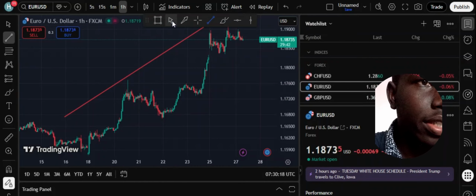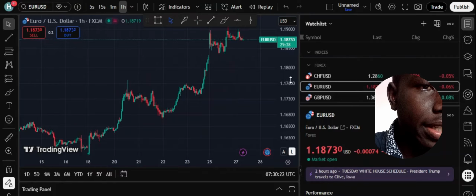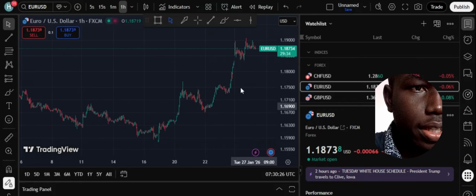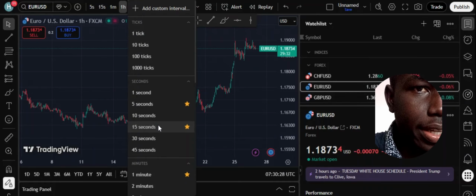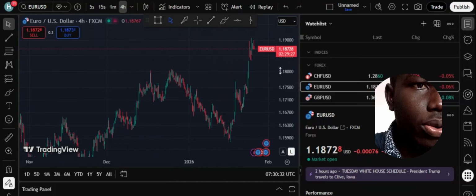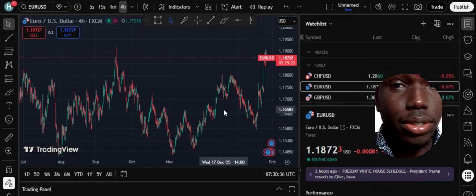One thing I usually do before I open a trade is I first check the overall market structure. Since we're on a 1 hour time frame, let me scale it down. Let's go to 4 hours and you see how things are. It's sort of different too. It's more of a range bound market here. Remember, this is Euro USD.